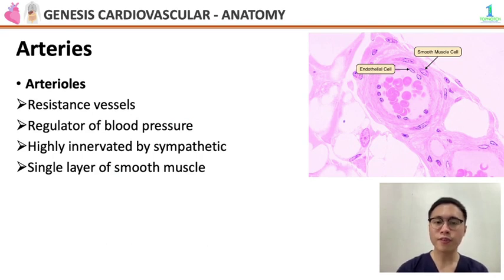So now let's go even smaller. No? Let's talk about the arterioles. So these are considered to be resistance vessels. In fact, the arterioles are the site of highest resistance in the cardiovascular system, and they play a major role in the regulation of blood pressure. Okay? They are highly innervated by the sympathetic nervous system, and they contain a single layer of smooth muscle. Okay, so you can see in this picture, there is a smooth muscle cell. So this allows it to play a role in the regulation of blood pressure. Okay, surrounding that, you have endothelial cells, and of course, in the lumen, you have those red blood cells over there.